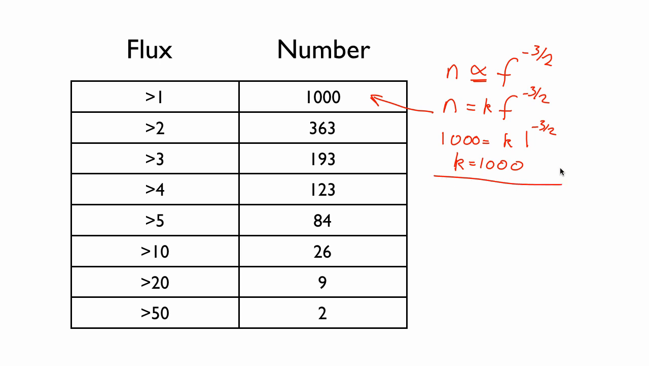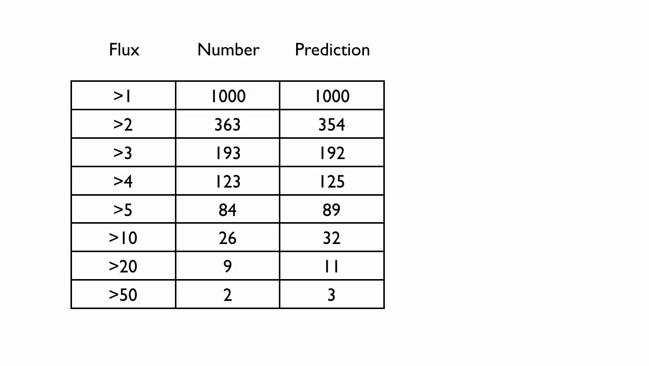As we know that, we can then predict what we're going to see for other values. So, for example, for flux greater than 2, the number we predict should be equal to 1,000 times the limiting flux, in this case 2, to the minus 3 over 2. And likewise at 3, 4, 5. So we can calculate all those things. And here is a comparison between those predictions based on that simple equation, which is along here, and the actual number that we saw.